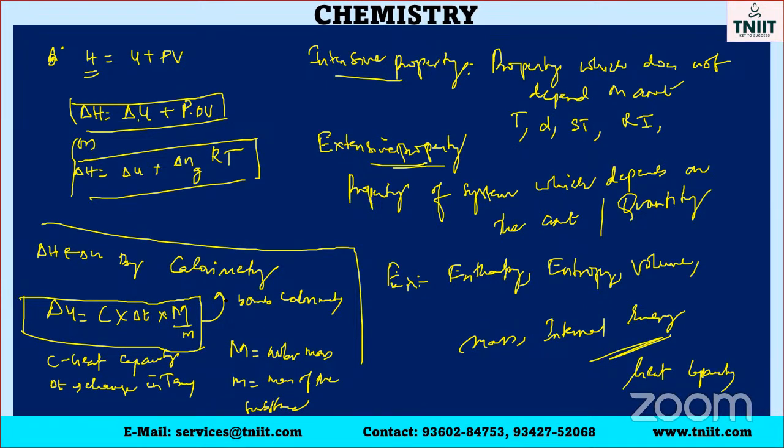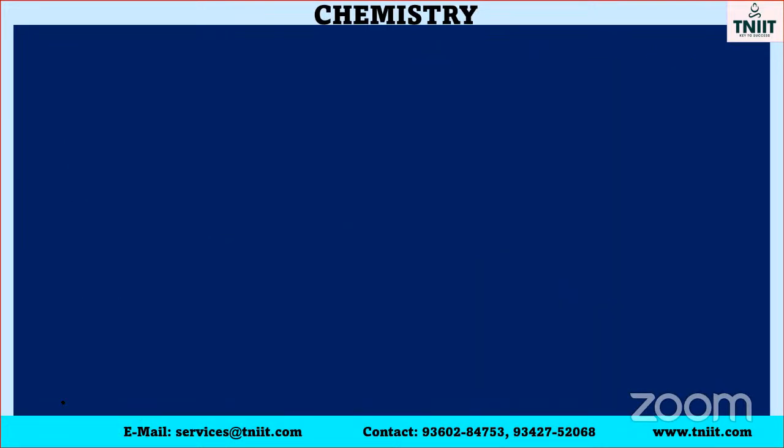Now we'll work some of the problems in a few minutes' time. Now you need to know different types of enthalpies. The first one is enthalpy of combustion. What is enthalpy of combustion? The amount of heat liberated when 1 mole of a compound is combusted is called enthalpy of combustion.